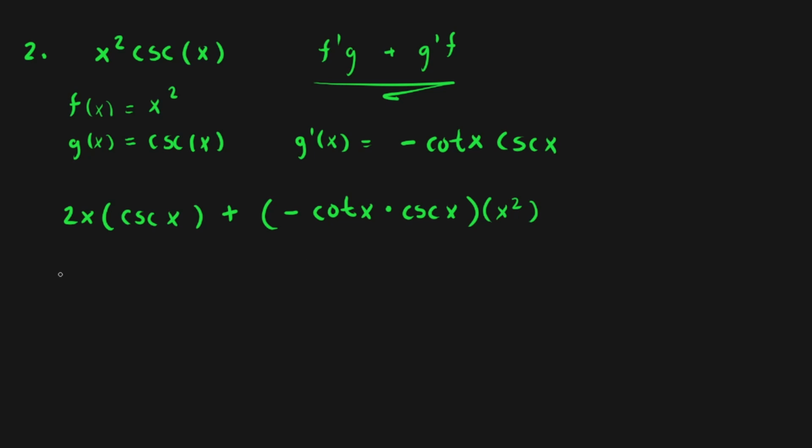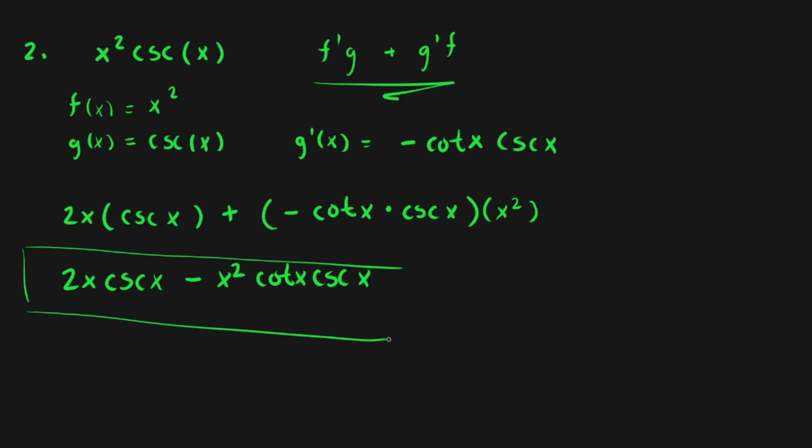If you simplify this, we'll get 2x cosecant x minus x squared cotangent x cosecant x. This is the final answer. This is the derivative of x squared cosecant x.